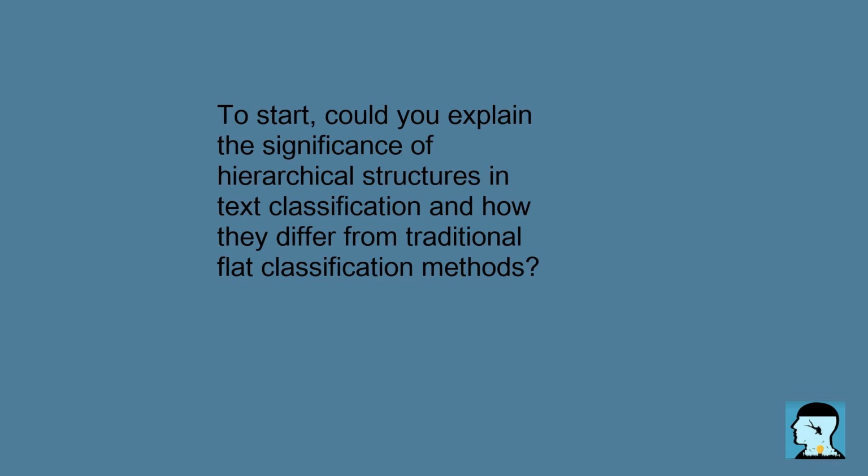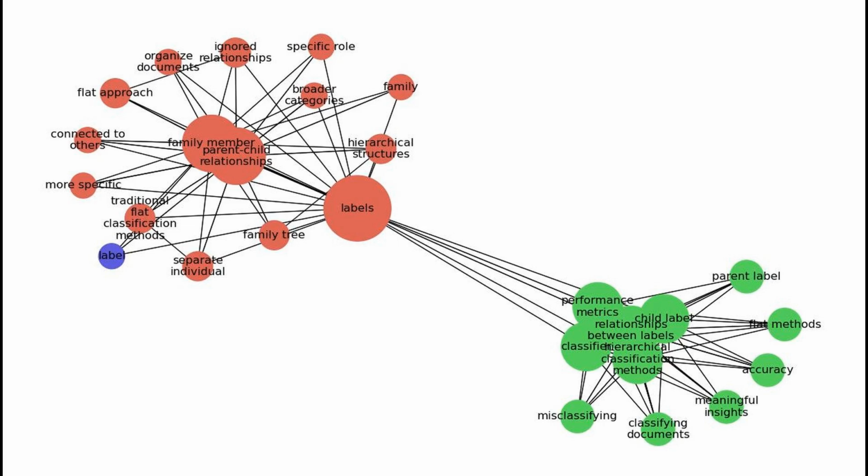To start, could you explain the significance of hierarchical structures in text classification and how they differ from traditional flat classification methods? Hierarchical structures in text classification are like a family tree, where each family member has a specific role and is connected to others. In this case, the family consists of labels that help organize documents. Each label can have parent and child relationships, meaning some labels are broader categories while others are more specific.